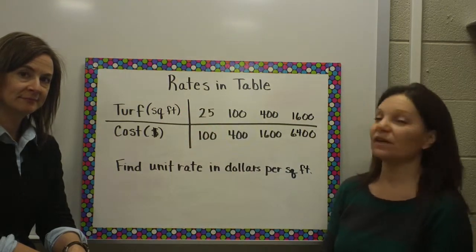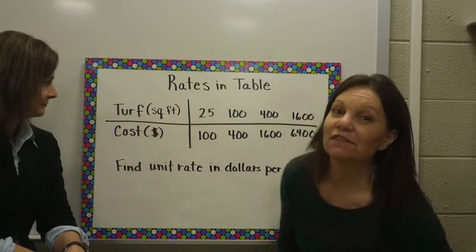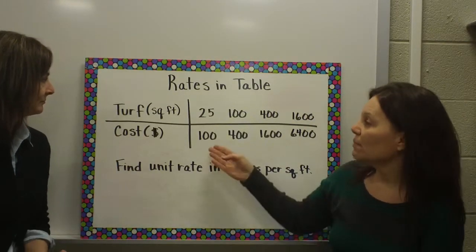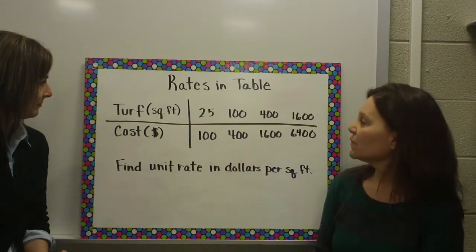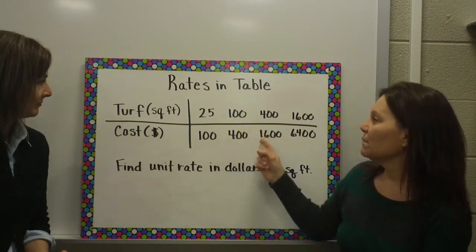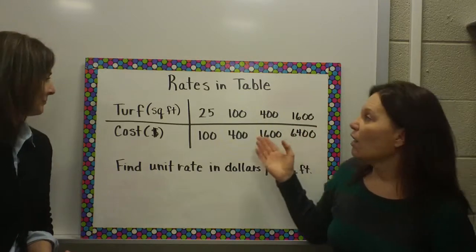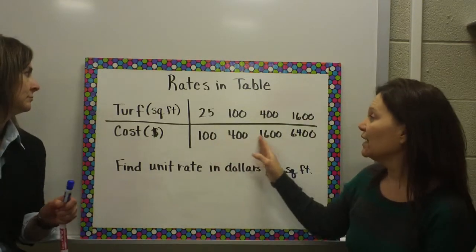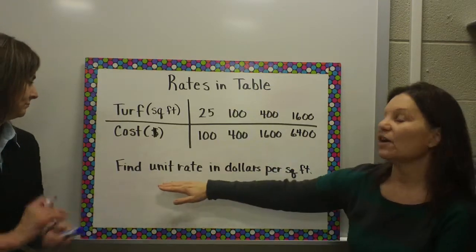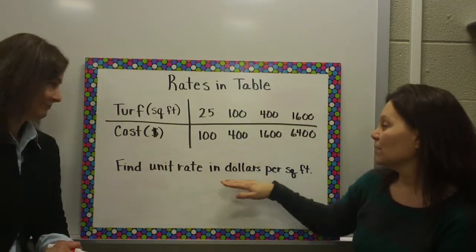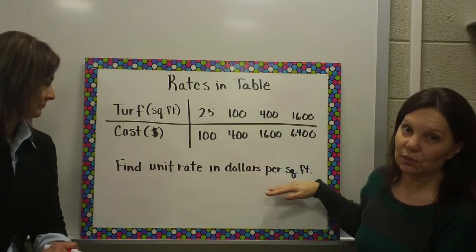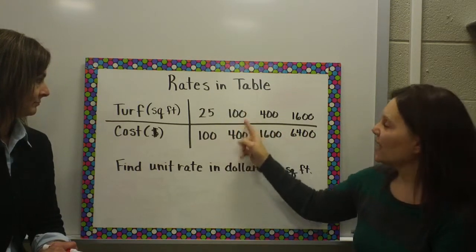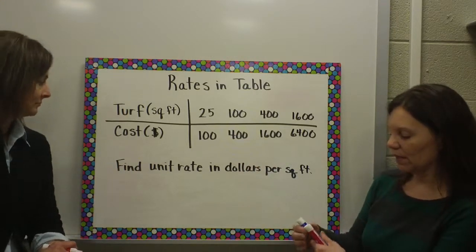So for those of you that are into sports and like playing on turf fields, this is some information that is showing the comparison between the cost and the square feet. Notice that we have different comparisons in the chart. All of these are going to be the same rate, so we may choose any of these if we want to find our unit rate, which is going to be the dollars or the cost per square foot. So I'm looking at all four. I can choose any of these. I think I'll choose the second one here.